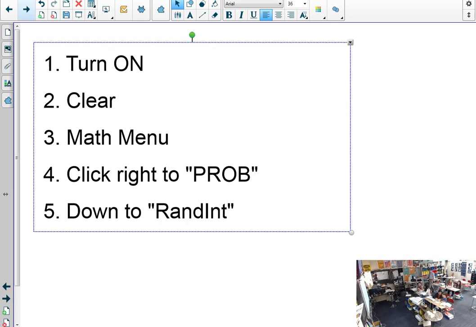All right, now click to the right over to the probability menu. It says either PRB or PROB, depending on your calculator. Then go down. It says rand, that means random integer. Click that, like hit enter on it. So you're essentially hitting enter when the black box is over the 5. So you're going down with the directional pad, to the right over the top.